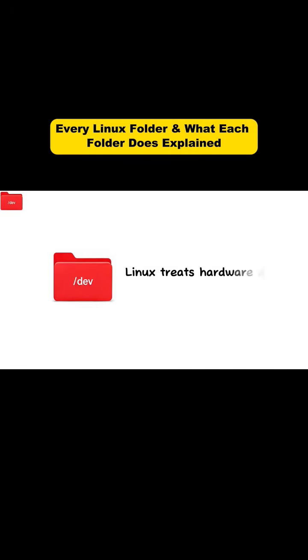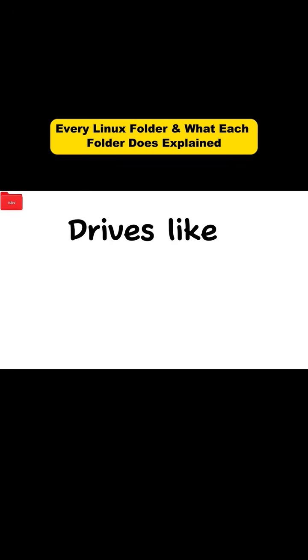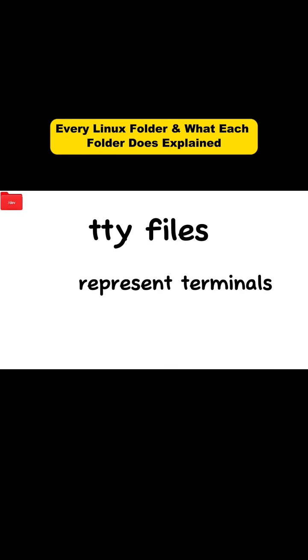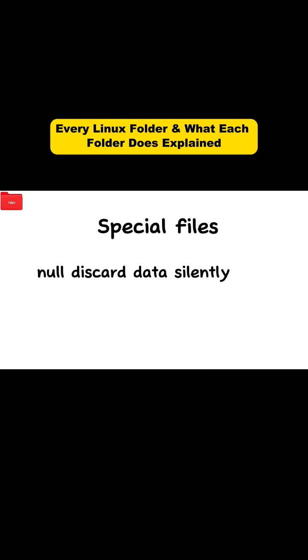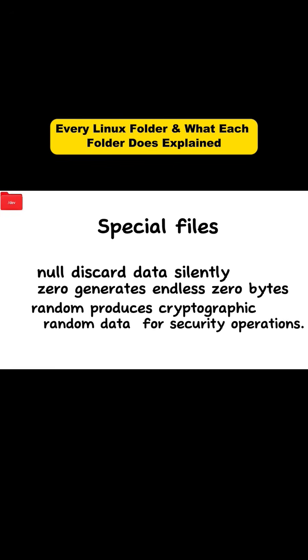Dev directory. Linux treats hardware devices as files, and this directory is where those device files appear. Drives like sda or nvme0n1 represent physical storage devices, while tty files represent terminals. Special files like null discard data silently, zero generates endless zero bytes, and random produces cryptographic random data for security operations.